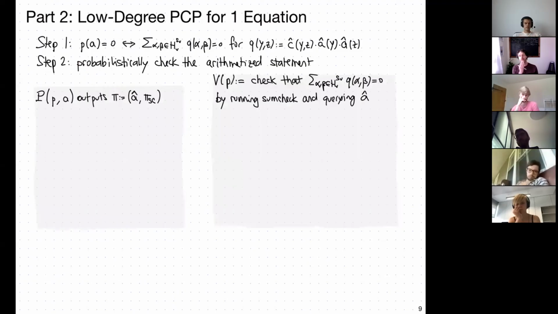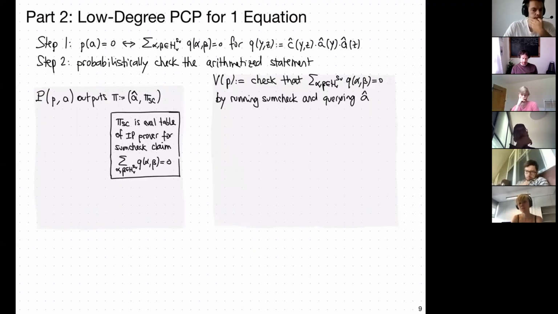But here we have a problem, right? The sum check protocol is an interactive proof, and we want to write a PCP. So what can we do? Let me give you the hint, and I'll also skim later all of the questions in the chat. So apologies, let me just finish this idea.